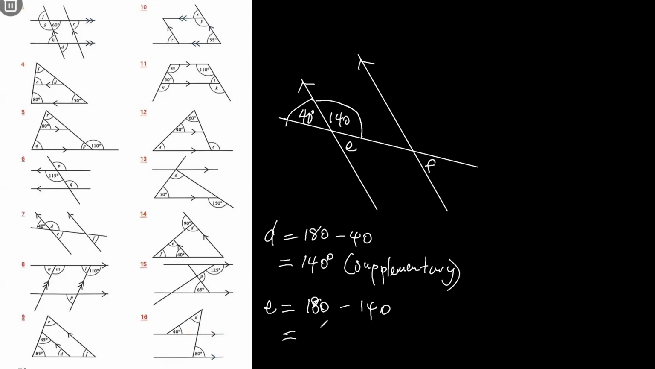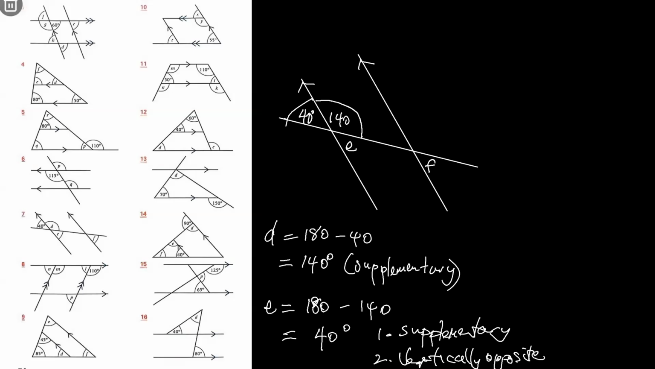E and 40 are vertically opposite. So you could put either one, supplementary or vertically opposite. Correct. Thank you. All right, I write in scribble. So vertically opposite. Let me write that better. So it's at the bottom there. It's kind of hard to write properly.